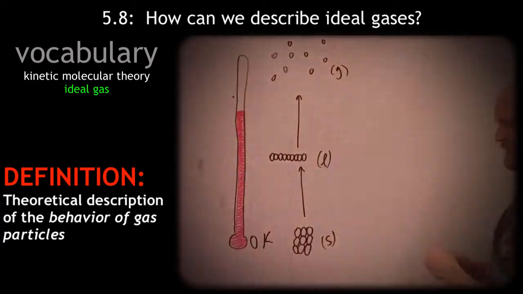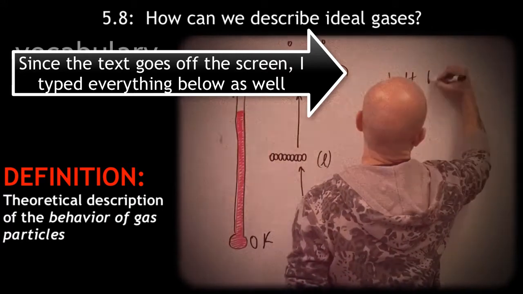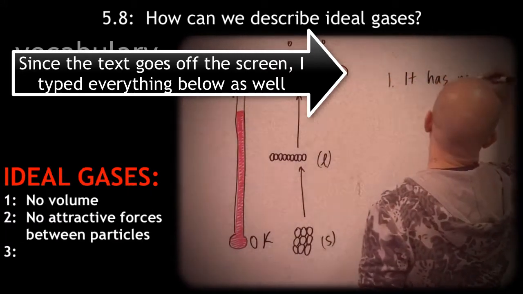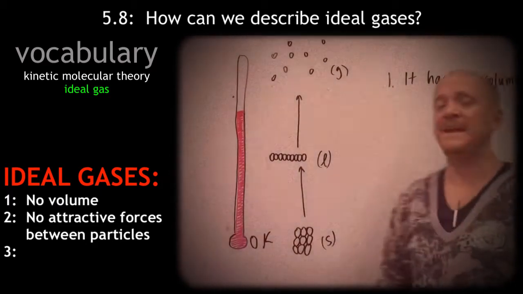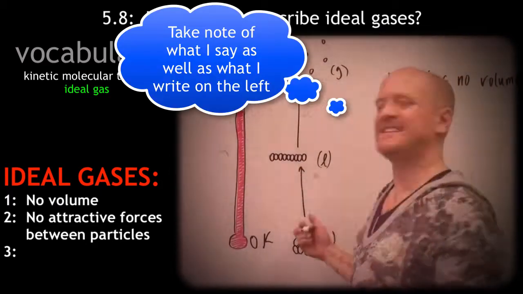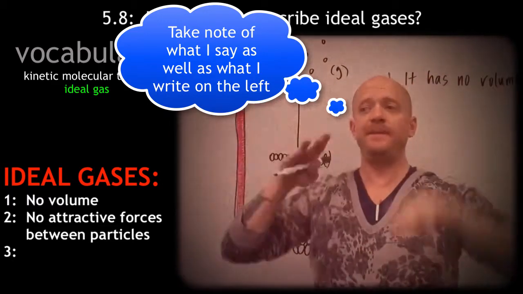An ideal gas has 3 criteria. Number 1, it has no volume, because the particles keep expanding. They keep moving out and they keep moving out. So an ideal gas just keeps expanding.